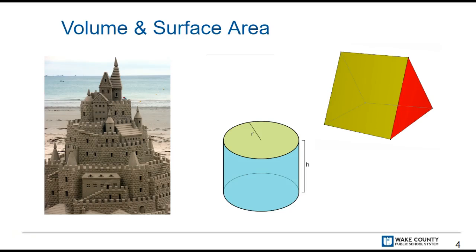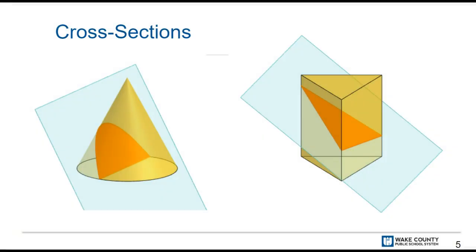The first two lessons of this unit, you will examine how to calculate volume and surface area for three-dimensional shapes. In the context of building sandcastles, you will derive the formulas for prisms, cylinders, pyramids, and cones. In the next lesson, you will study two-dimensional cross-sections of three-dimensional shapes. You will learn to visualize the effects of slicing three-dimensional shapes such as prisms, cylinders, pyramids, and cones, and identify the resulting two-dimensional shape.